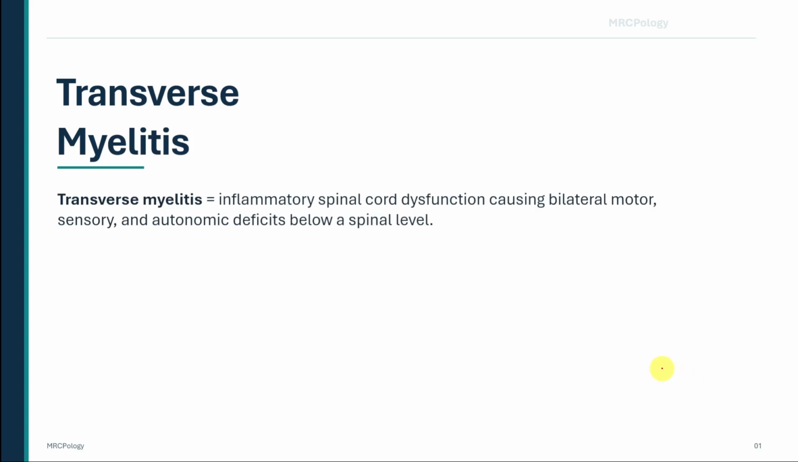Imagine a patient who comes in with rapidly progressive leg weakness, numbness rising up from the feet, and new urinary retention. The key question is whether this is a spinal cord problem, a peripheral nerve problem, or a compressive emergency. When the symptoms are bilateral, there is a sensory level, and the bladder is involved, you should immediately think about myelopathy. Transverse myelitis means inflammatory dysfunction of the spinal cord, causing motor, sensory, and autonomic deficits below a spinal level.